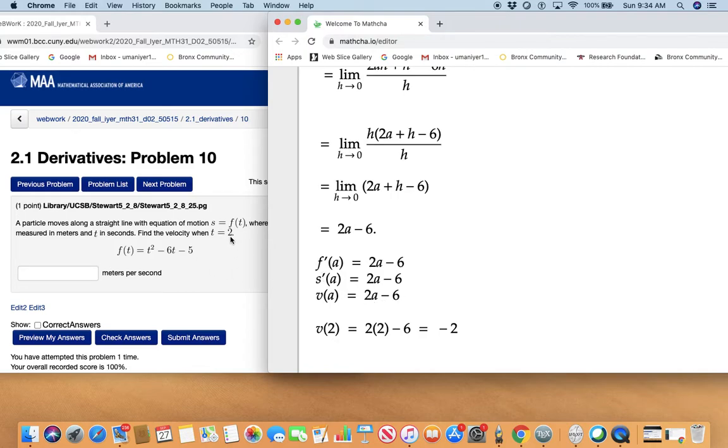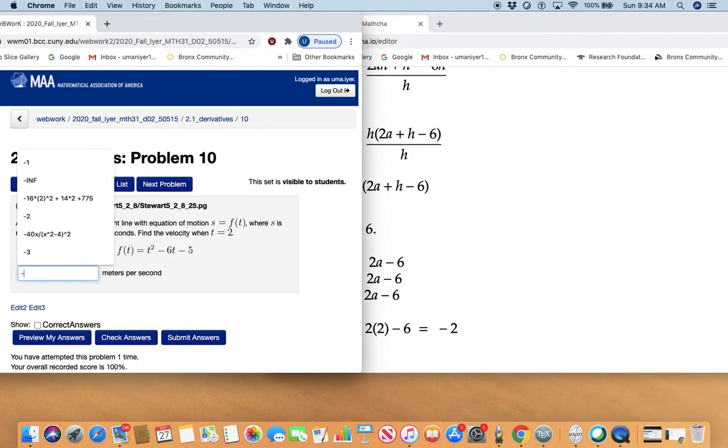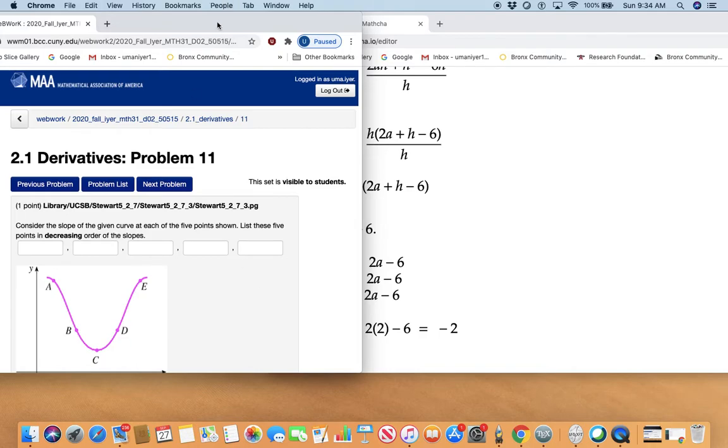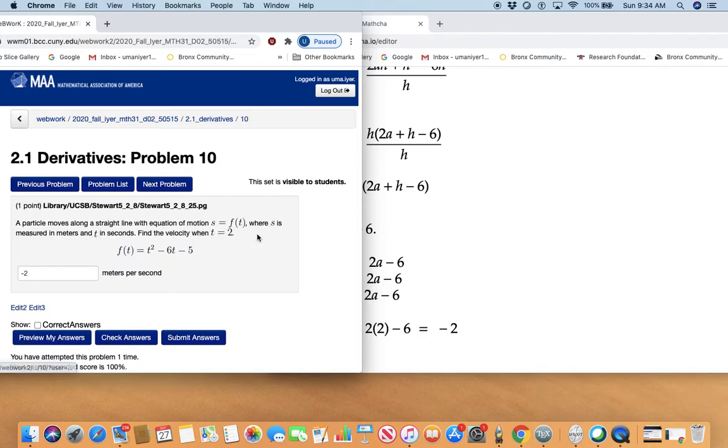I'm being asked to find velocity when time is 2. Plug in 2, minus 6. So it's negative 2 meters per second. Negative 2 means it goes in the opposite direction that it started off. Yeah? So this is negative 2. All right. Oops, I did not submit.